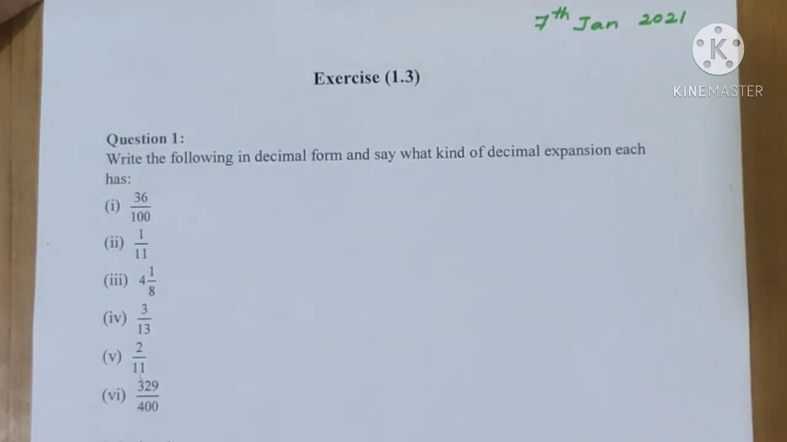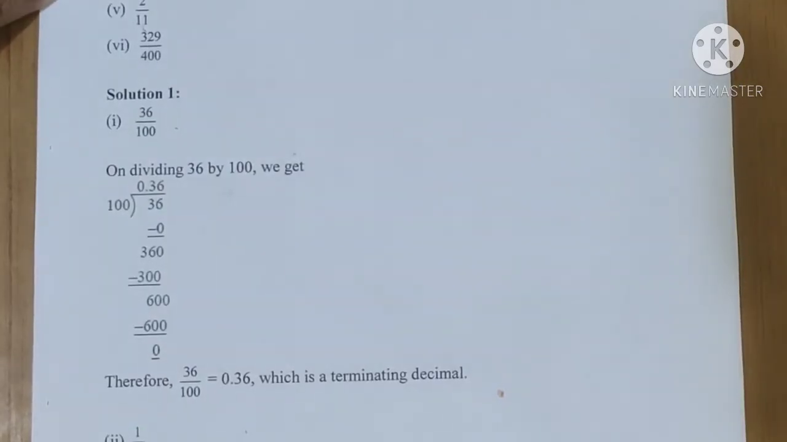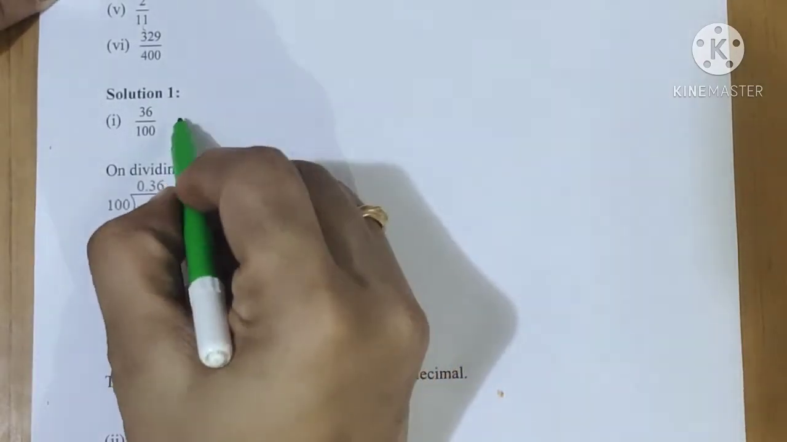Question number 1: 36 by 100, 1 by 11, 4 integer 1 by 8, 3 by 13, 2 by 11, 329 by 400. We can see the solution. What is the question? 36 by 100. On dividing 36 by 100, we know that we are going to get 0.36.